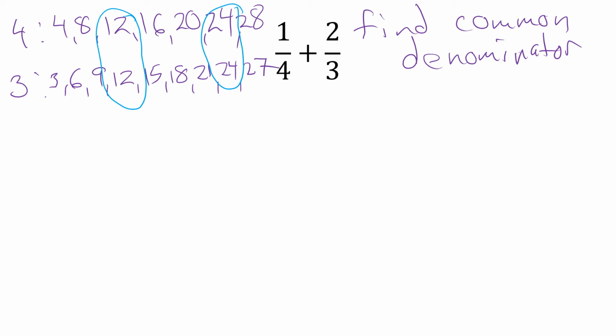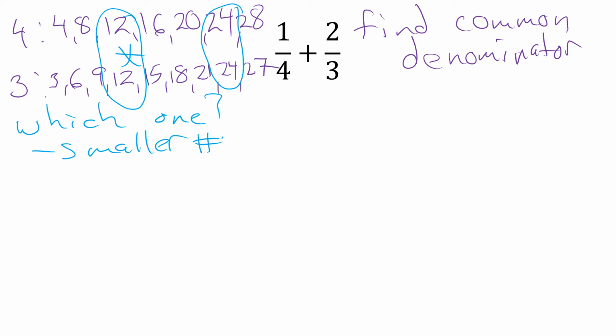So we could convert 1/4 and 2/3 in theory. We could convert these both into equivalent fractions that have either a denominator of 12 or a denominator of 24. So we have two options. Which one do we want to pick? Ideally, we want to pick the smaller number, because this is going to give us a lot less work later on. We will not have to reduce as much. So 12 is our fraction of choice.